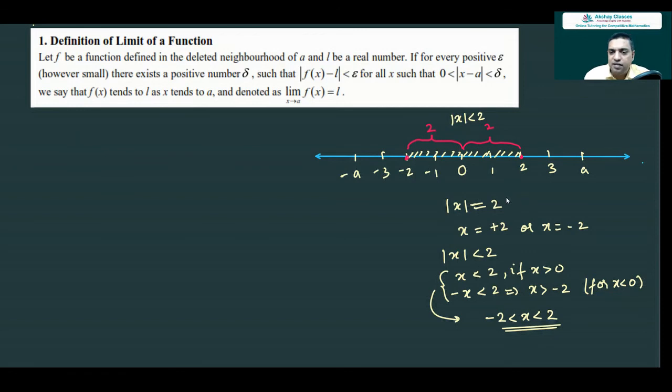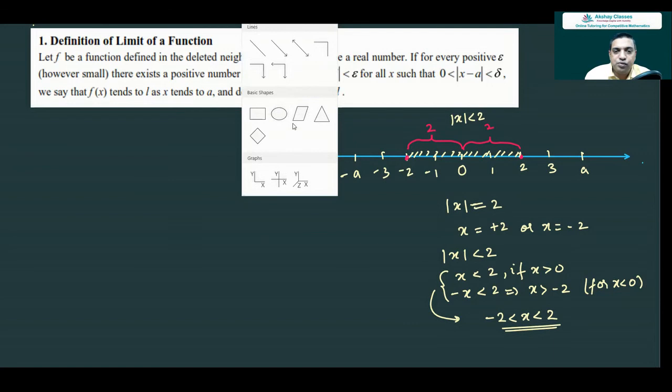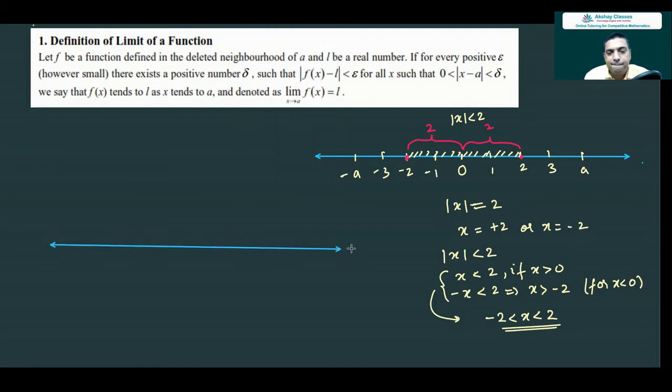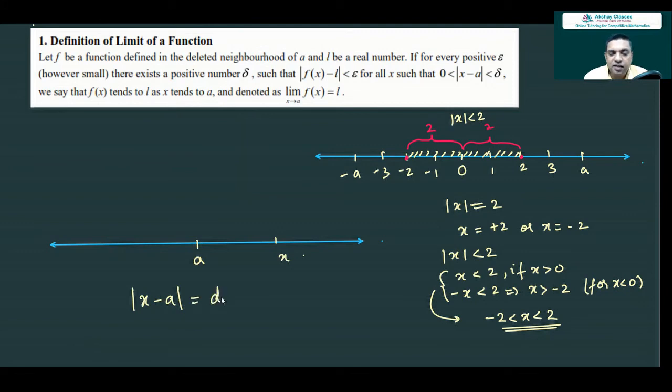Now similarly, when we choose with respect to a point A, all right, and let's say this is x, modulus of x minus A is nothing but the distance between x and A on the number line.